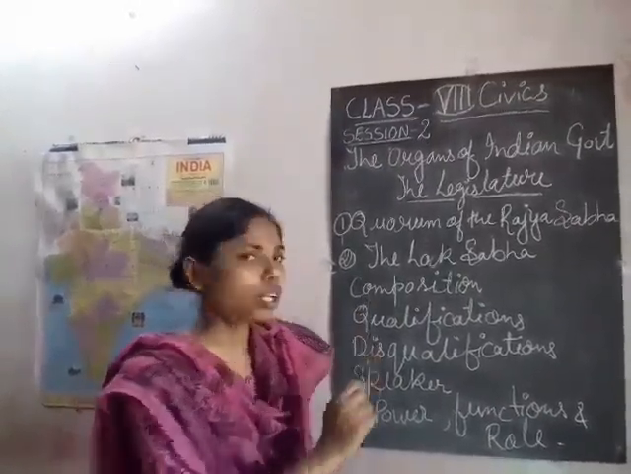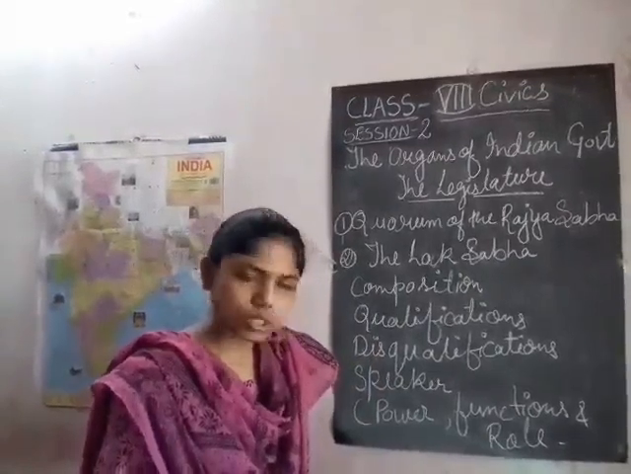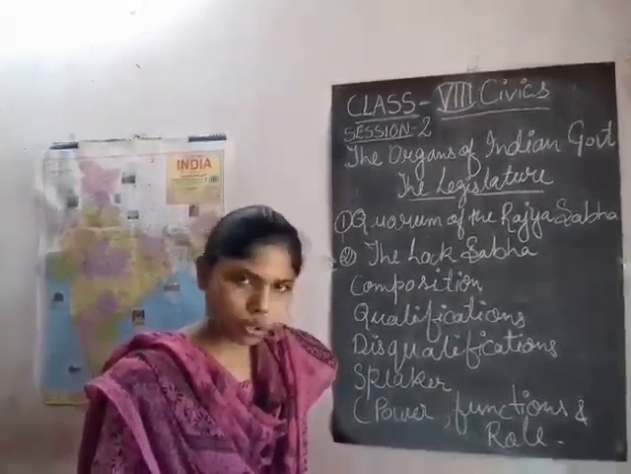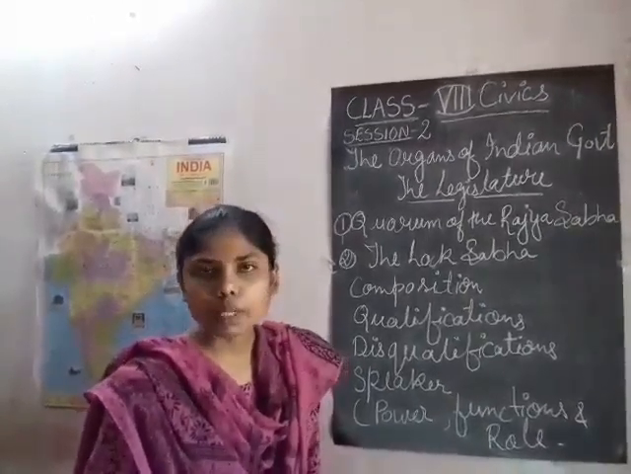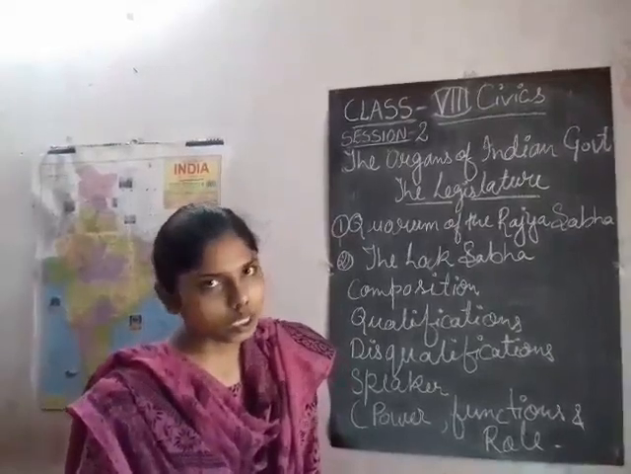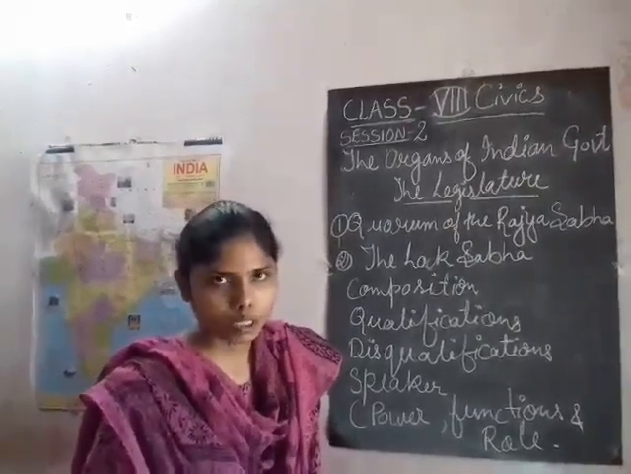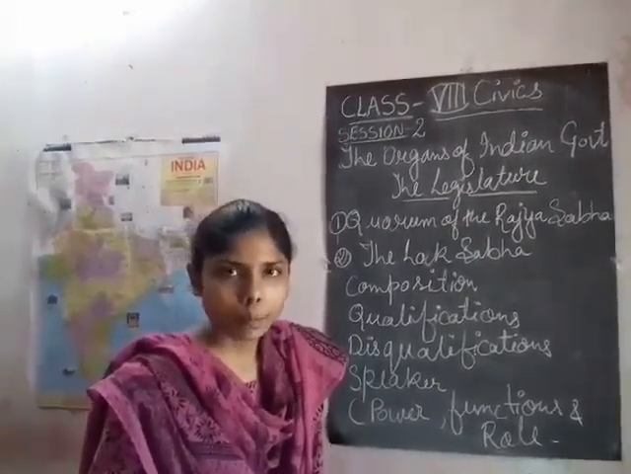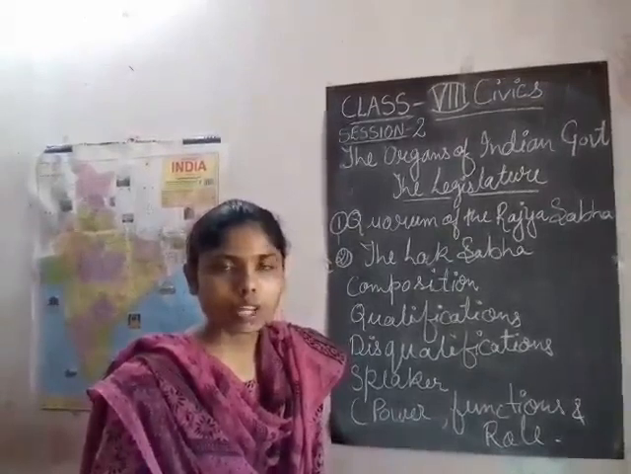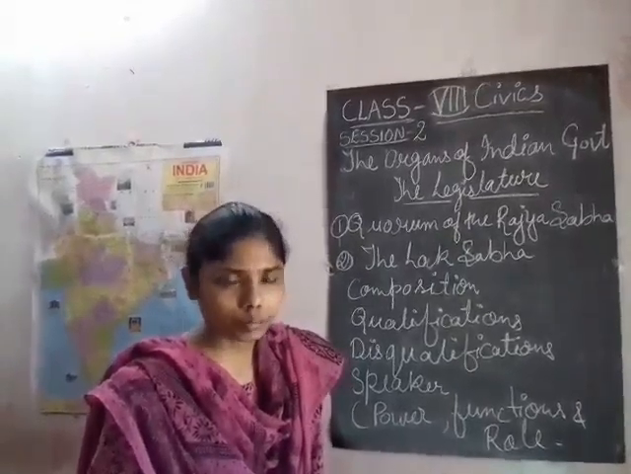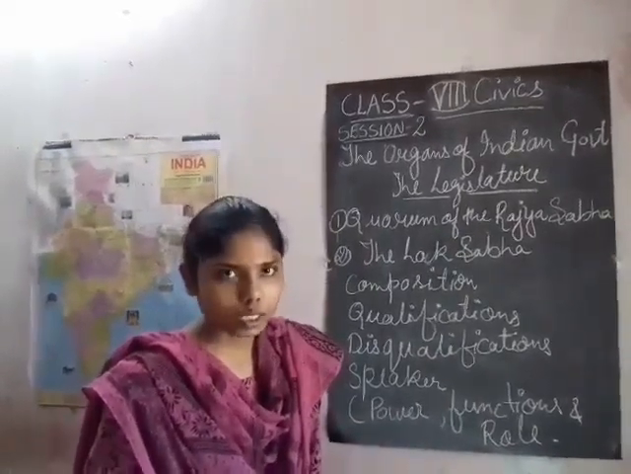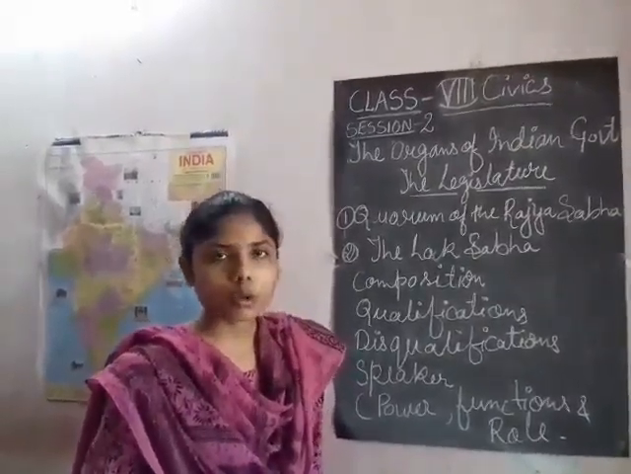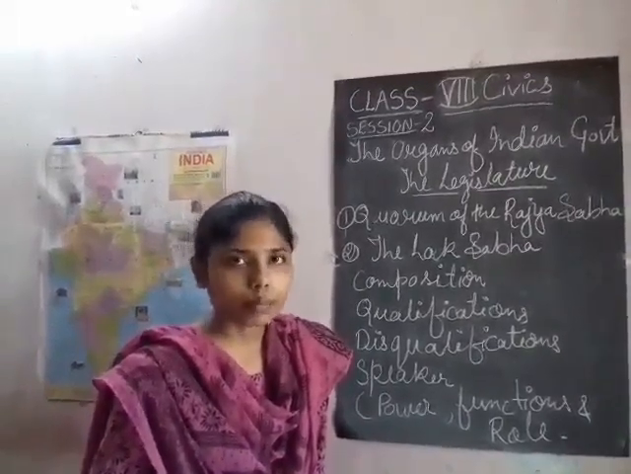Next I'll explain the Lok Sabha. The Lok Sabha is the house of people. It is also called the lower house. It is called the house of people because in India those who are 18 years old or above are able to vote. They are able to elect their members without any discrimination of caste, religion, color, etc. And it is called the lower house because it is on the first floor of the parliament building.